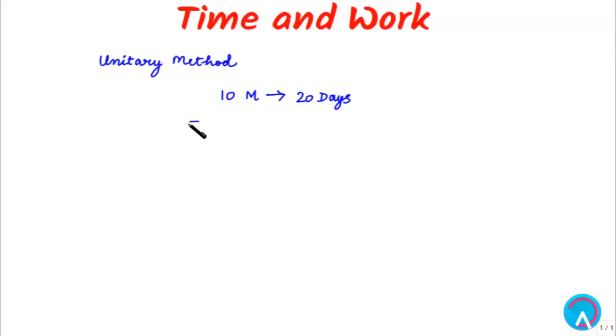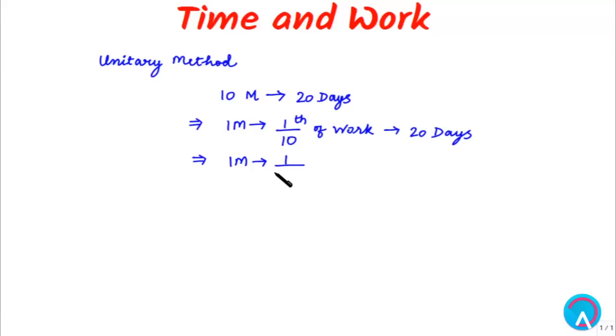For example, if there is a piece of work and we have 10 men do this work in 20 days, then this implies that one man can do 1/10 of the work in 20 days. And this also implies that one man can do 1/200, that is 10 multiplied by 20, of the work in how many days? In 1 day.